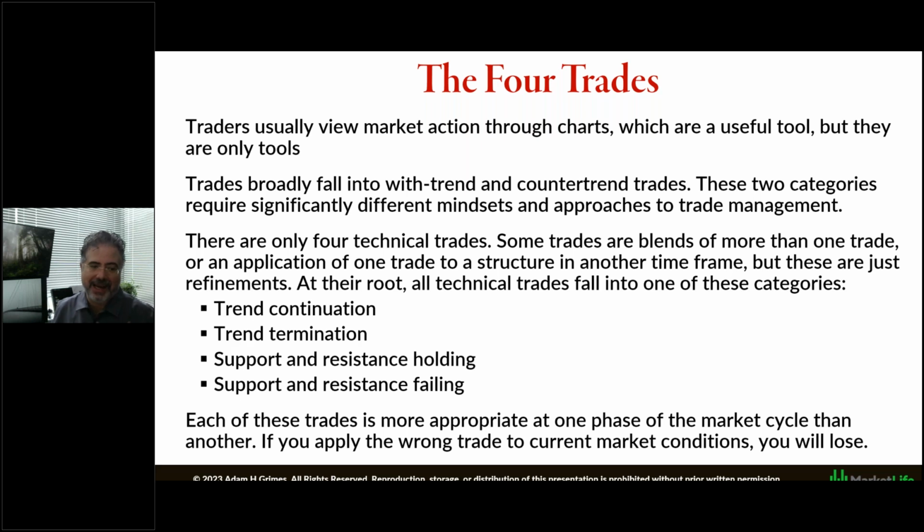I think I was the first person to write about this, and I think this is something that people should think about a little bit more. There really are only 4 possible technical trades. There's trend continuation, there's trend termination, and then there's support and resistance holding or failing. Every trade you do is some variation of one of those categories. You might potentially draw from 2 of those categories sometimes, but there's no technical trade that's not captured by this structure.